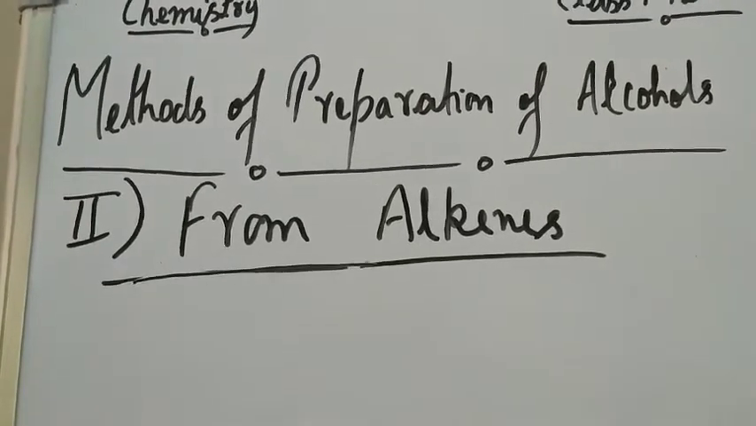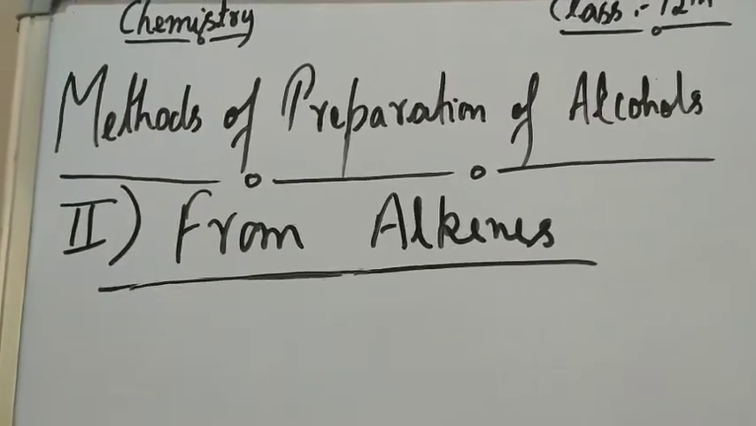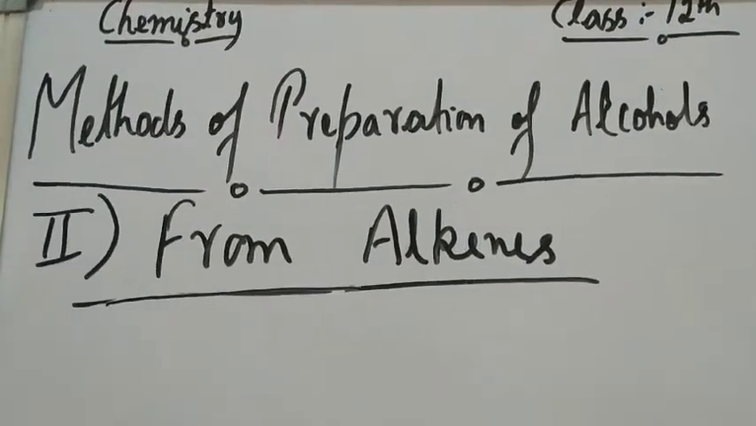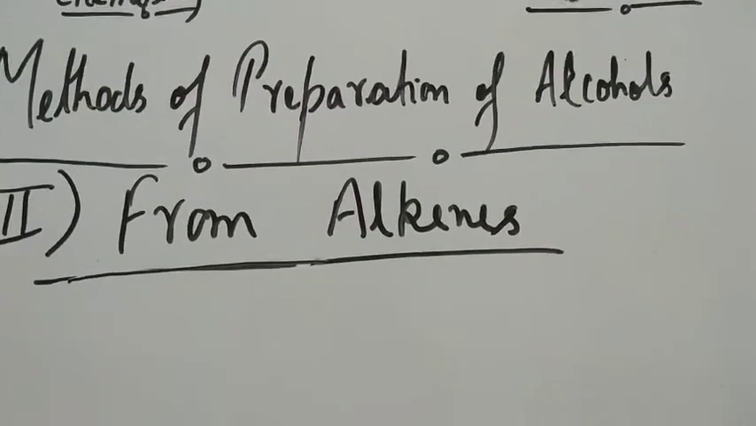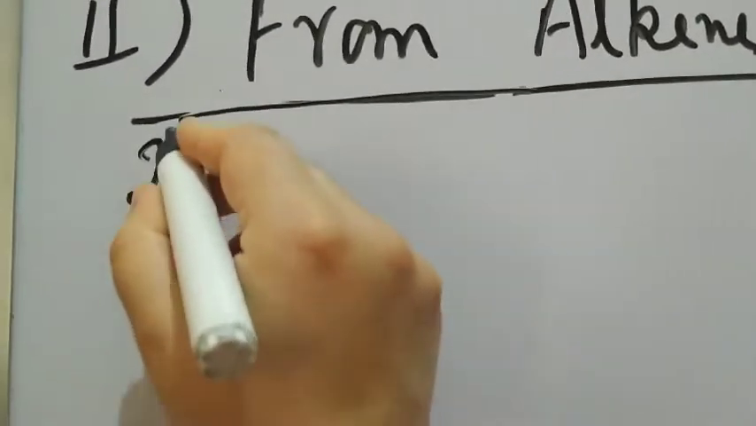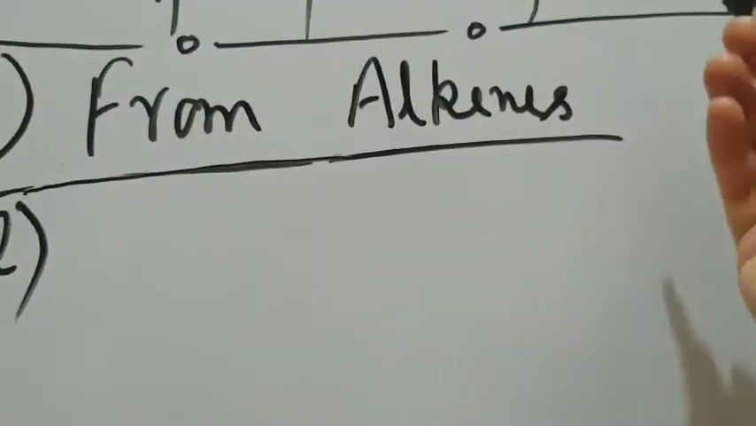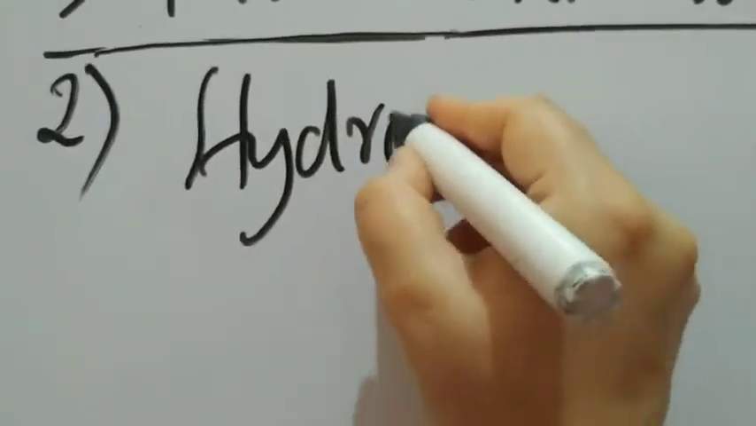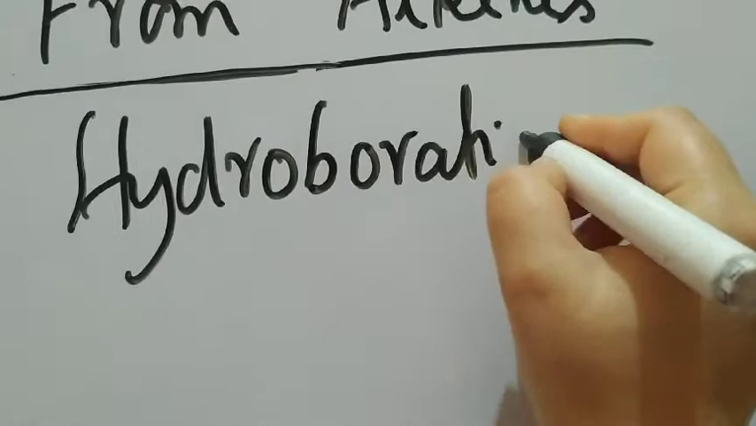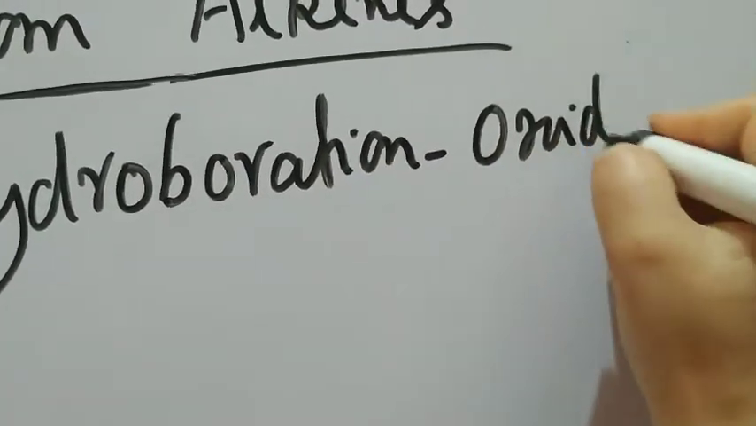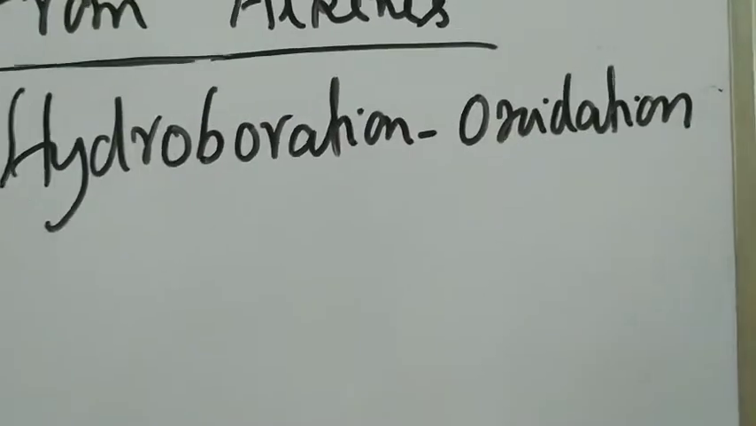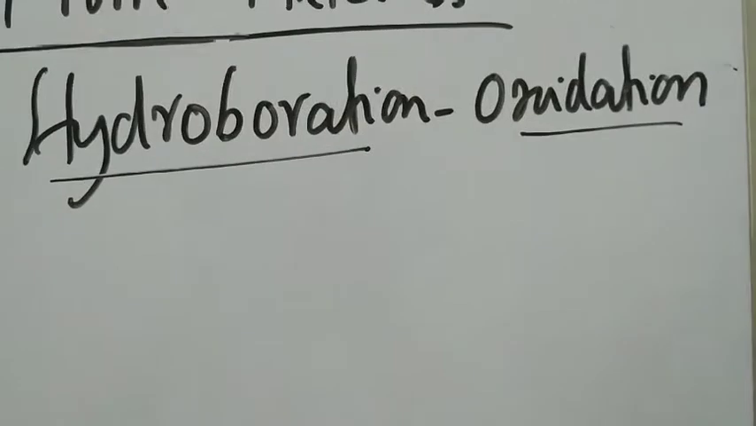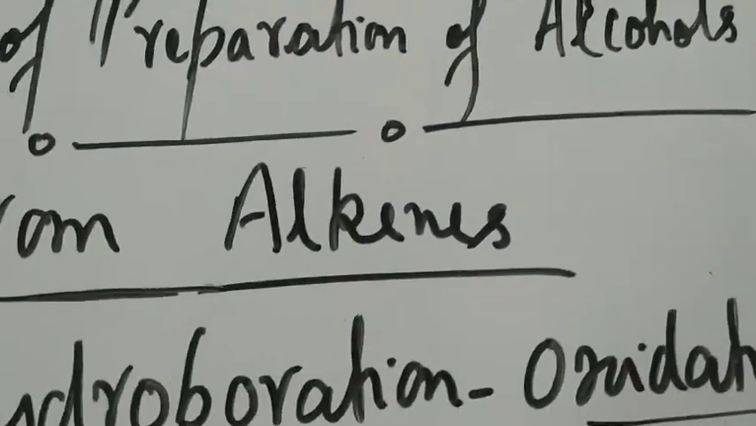So we are studying the methods of preparation of alcohols, and in our second method we are trying to see how alcohols can be prepared from alkenes. In the first part we carried out hydration of alkenes, and the second process of alkenes by which you can prepare alcohols is called the hydroboration oxidation reaction. As you can see, it has two parts. In the first step we'll carry out hydroboration, in the second oxidation will take place, and that is how we can prepare alcohols from alkenes.